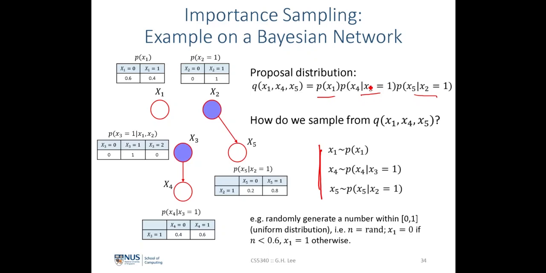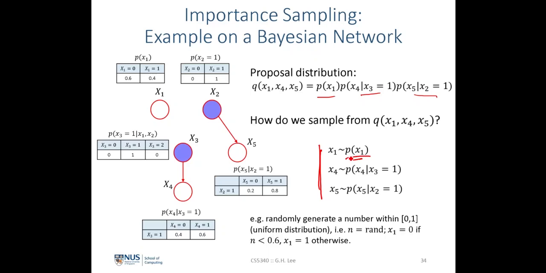from the proposer distribution. So we need to draw x1 from the marginal probability of p of x1, and then we need to draw the samples of x4 from this conditional probability, as well as x5 from this particular conditional probability over here. So the idea here is very simple. We will simply look at the probability distribution of our proposer distribution one by one, because it can be factorized into this version over here.